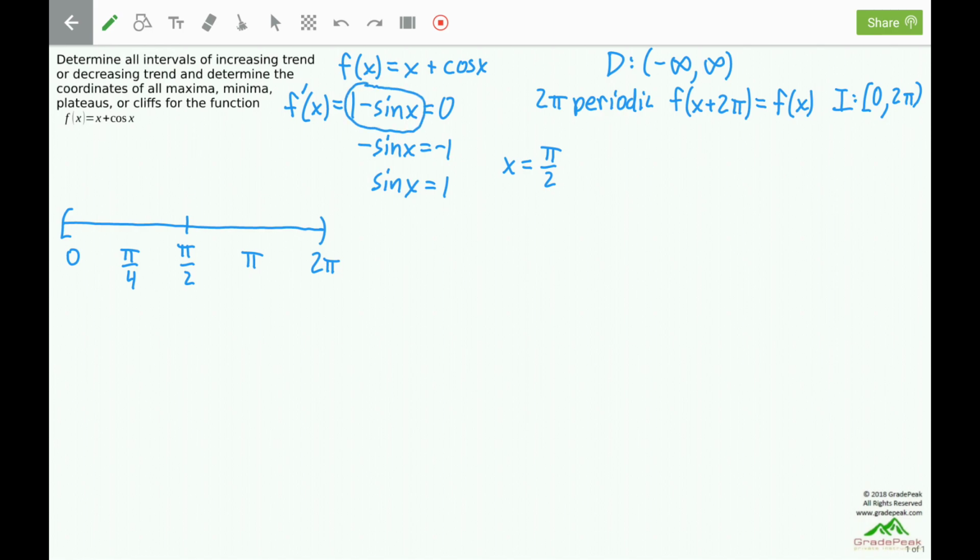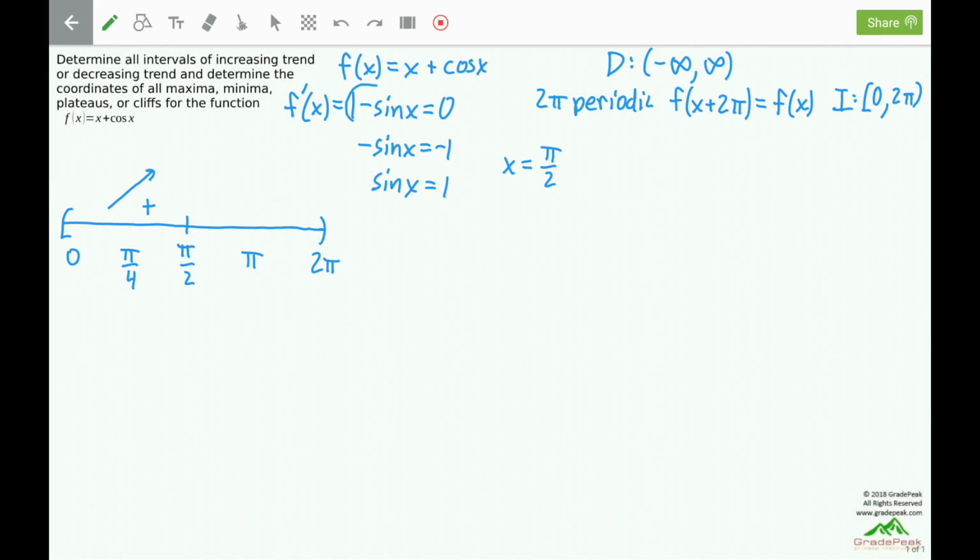Starting with the test value of pi over 4, plugging in, the sine of pi over 4 is root 2 over 2. Now the square root of 2 is about 1.4. And dividing that by 2, it's about 0.7. 1 minus that is certainly a positive number. So we have a positive first derivative, which corresponds to an increasing trend.